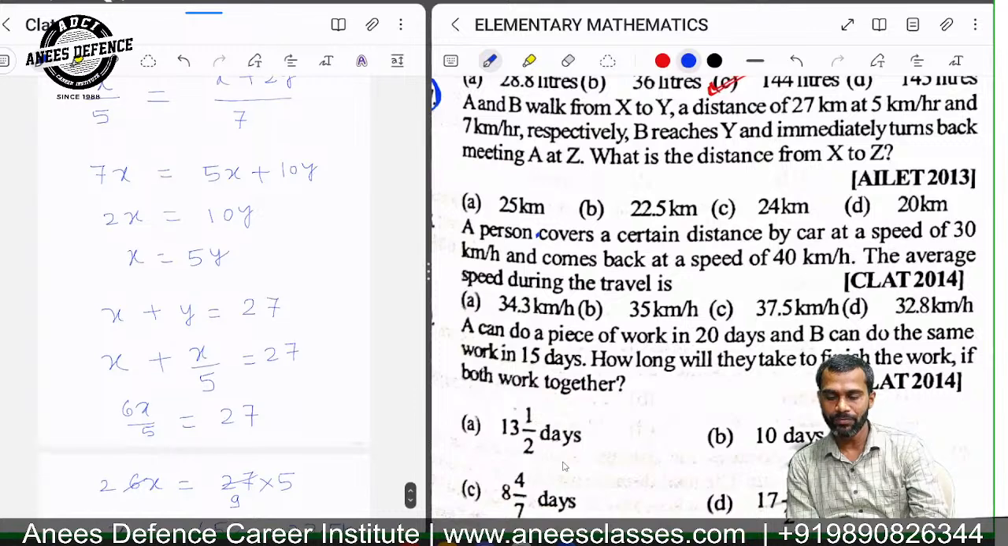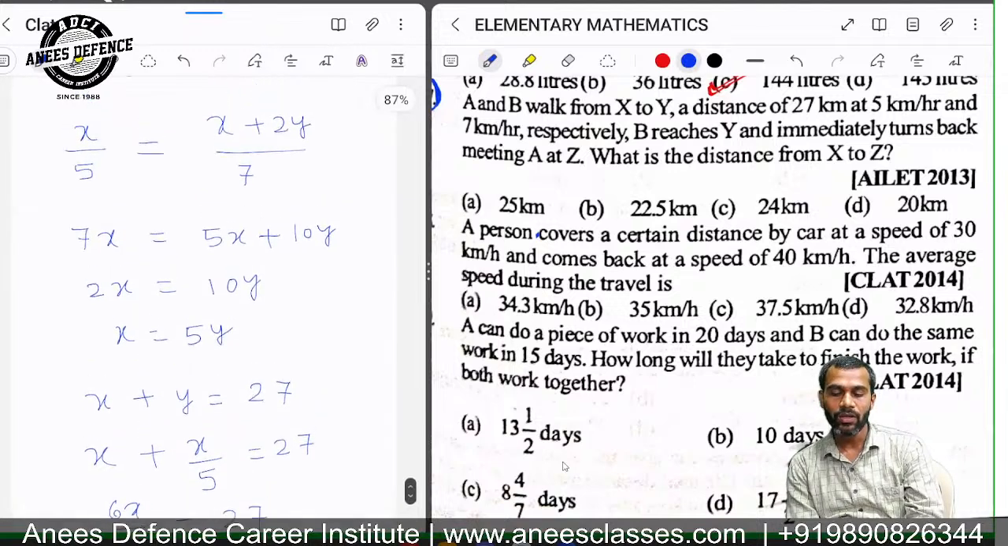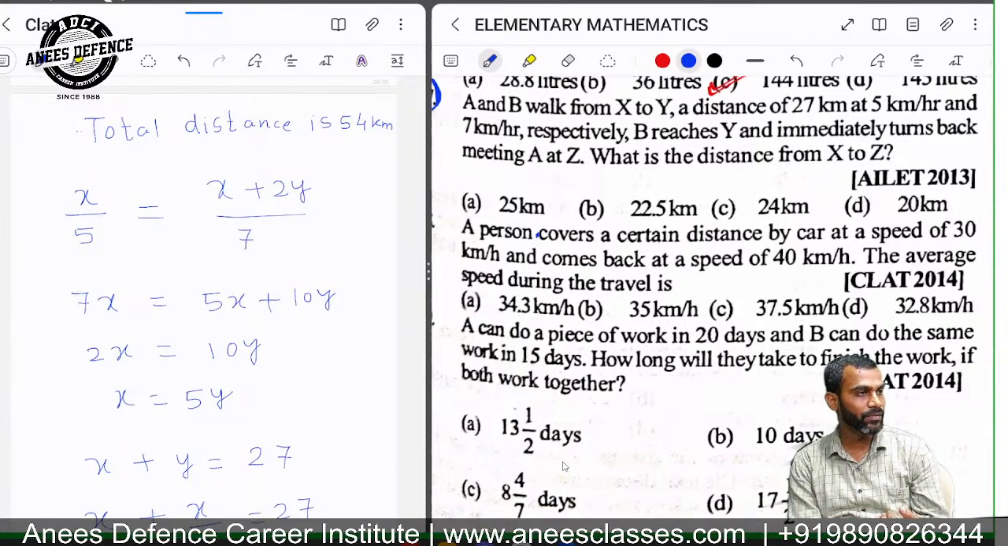Purva, have you understood? Yes, sir. The common thing was time. The time taken by both of them was equal. So the total distance covered by A was x at the speed of 5 km per hour, so time taken by A would be x by 5. And the total distance covered by B was x plus 2y at the speed of 7. Since we already know x plus y is 27, we have found one more relation between x and y. Simultaneously, you need to solve.